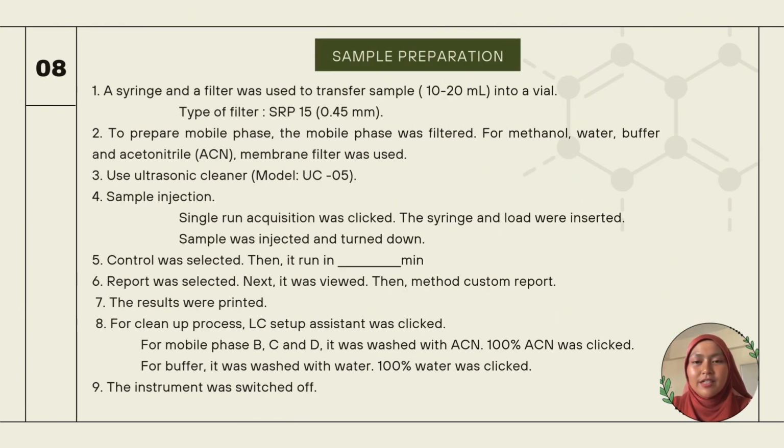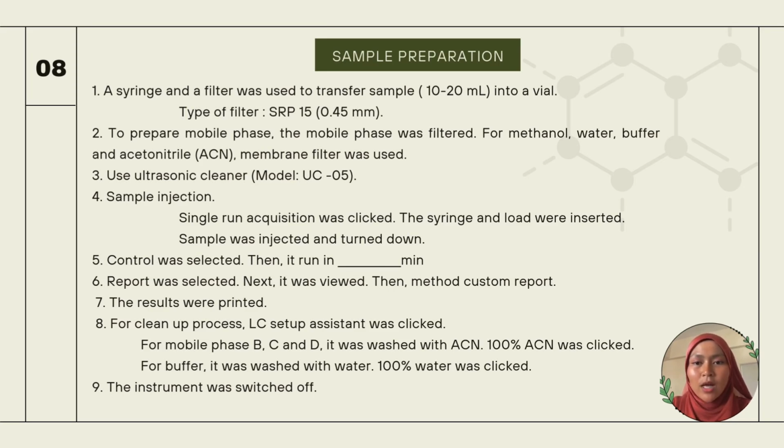For sample preparation, a syringe and a filter were used to transfer 10 to 20 ml of sample into a vial. The type of filter used is SRP15. Second, to prepare mobile phase, the mobile phase was filtered. For methanol, water, buffer, and acetonitrile, ACN, a membrane filter was used. Step 3, use an ultrasonic cleaner, which is model UC05.